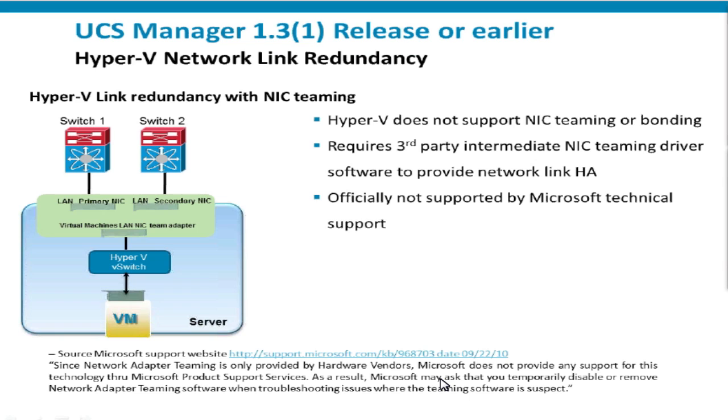If you're using ESX, then we continue to believe that they offer a very rich set of HA capabilities. Fabric failover is not necessarily something that you would need to configure in that sort of environment, so the current recommendation stays. Now in Hyper-V, the interesting thing is Hyper-V does not support NIC teaming or bonding. You would require a third-party intermediate NIC teaming driver to offer software-based network link HA, and that officially is not supported by Microsoft technical support. So there's some issues around how exactly do you configure HA in a Hyper-V environment. And guess what? The enhancements you make to Fabric failover totally take care of that.